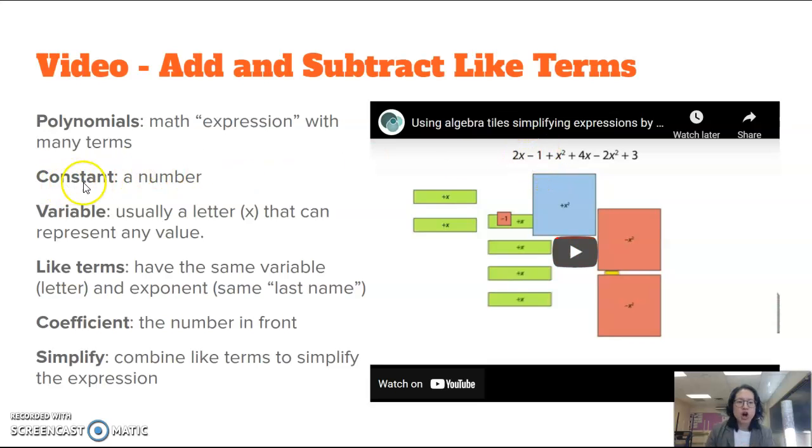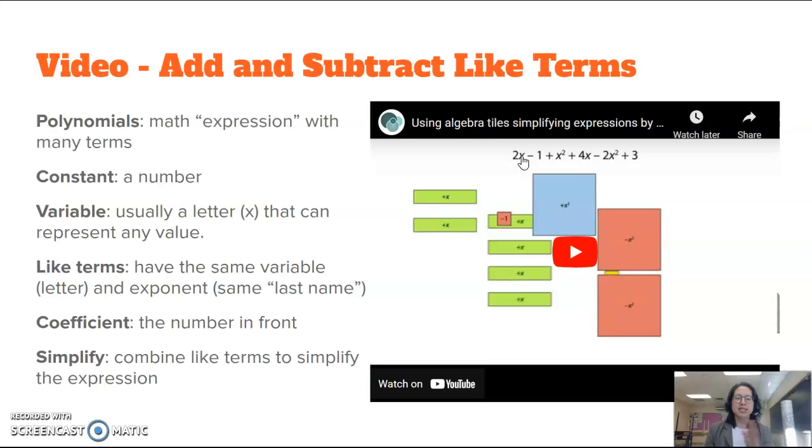Over here, a constant just is a number. In math, a constant is just a number that has a fixed value. So -1 is a constant, and +3 is also a constant. A variable is usually a letter. A lot of times we use the letter X, and it can represent any value, like what we saw in our previous slides.